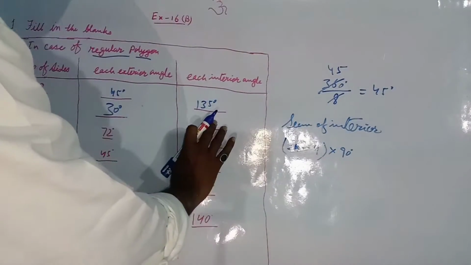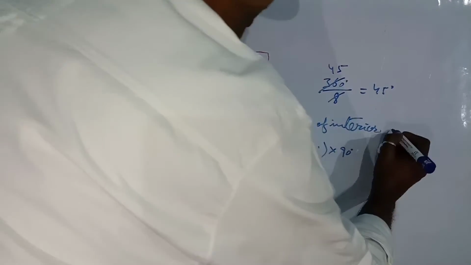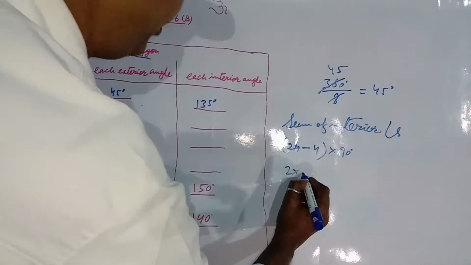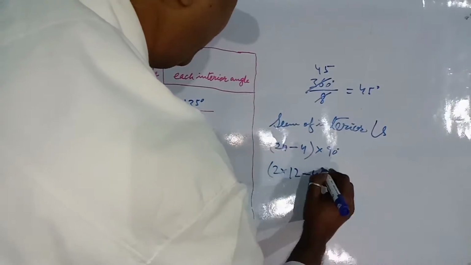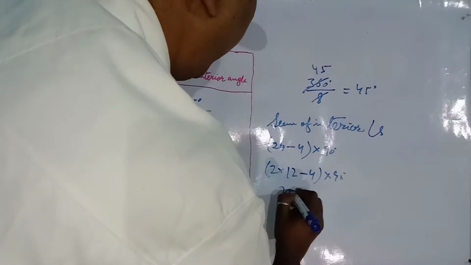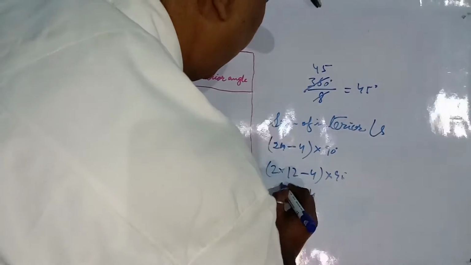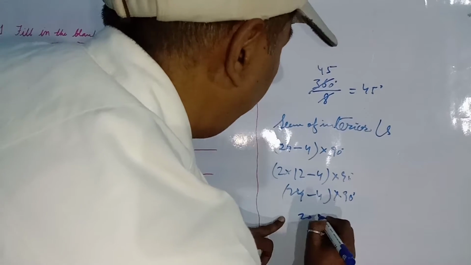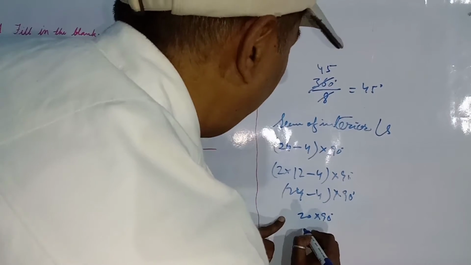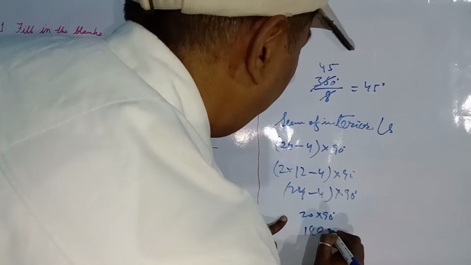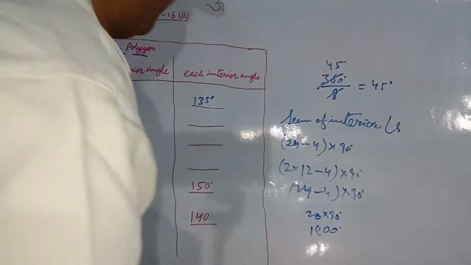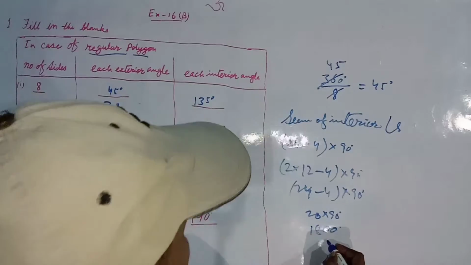As we have done in question number 1, first we will find the sum of interior angles. The formula is (2n minus 4) into 90. Now 2 into the number of sides, 12, is 24, minus 4, into 90 degrees. After subtracting we get 20 into 90, which is 1800 degrees. This is the sum of interior angles.